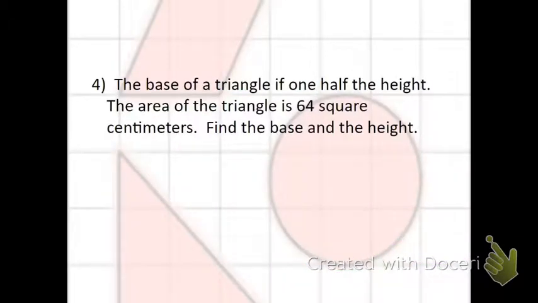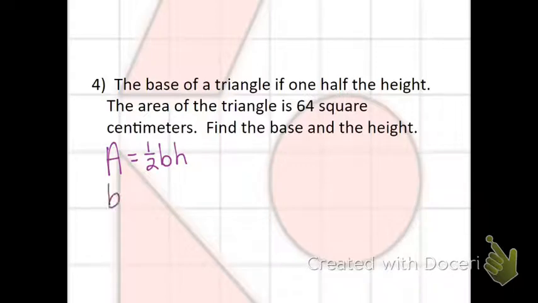All right, example 4. The base of a triangle is 1/2 the height. The area of the triangle is 64 square centimeters. Find the base and the height. This will be a lot like the last problem. Use the formula for the area of a triangle. Area equals 1/2 base times height. Use the information they gave you.